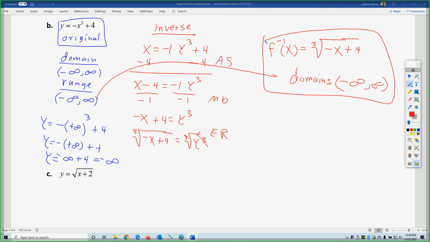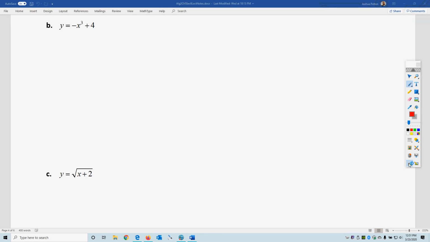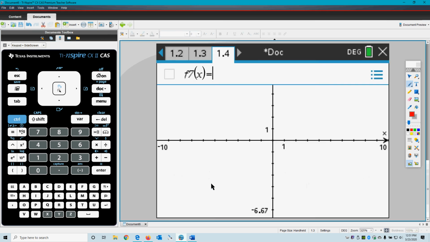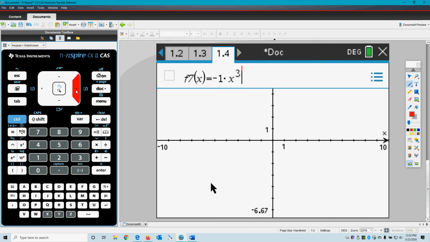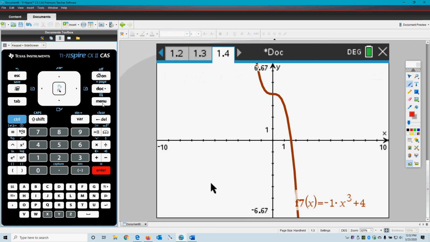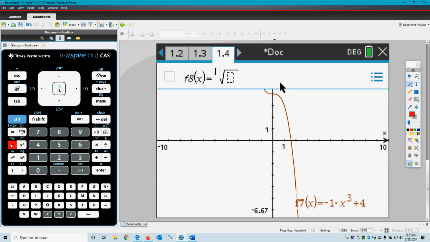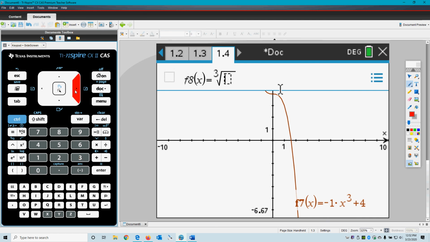We can prove that to ourselves with the graphing calculator. So let's look at it. So new graph. So the original was negative 1 times x to the third power plus 4. Then you graph another function. This was the cube root. What did we get? Negative x plus 4.